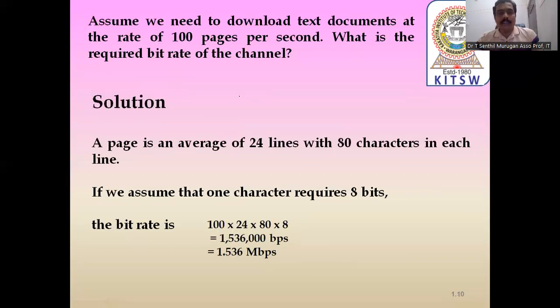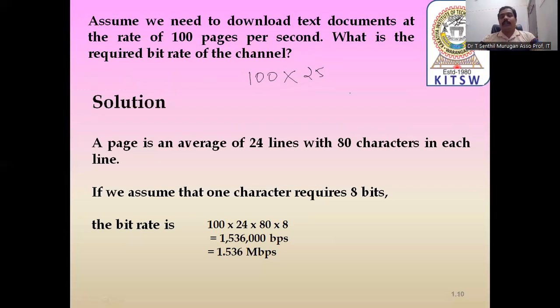So here you will see this example. Assume we need to download a text document at the rate of 100 pages per second. What is the required bit rate of the channel? The channel will transmit, so how much data does it want to send? So we have to calculate. Here you just take 100 pages. Each page, how many lines should be there? You have to assume any number of lines. For example, 25 lines I will take.